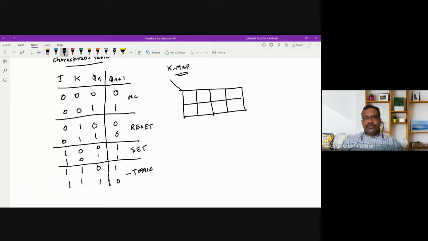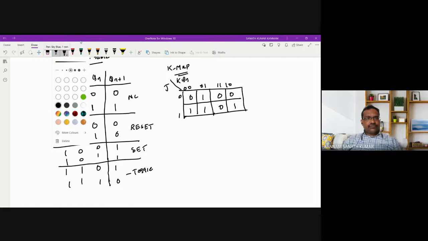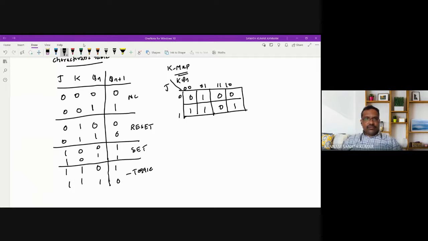So what are the inputs you should take? J, K, Qn: 0 0 0, 0 0 1, 1 0, 1 1 0 1. So here, 0 1 0 0 1 1 1 0. Okay, if you make the pairs, this makes one pair. This makes one pair.